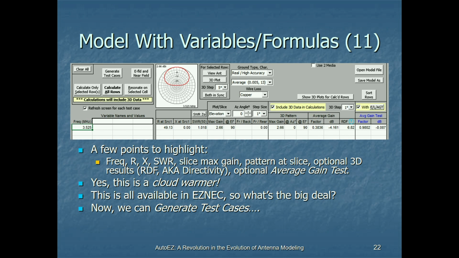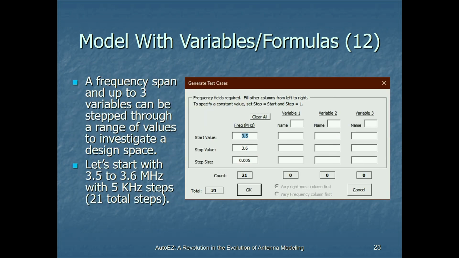So of course, now all this data is available in EZNet. So once again, you might say, Greg, you're wasting my time here again. Well, now we can go to the generate test case dialog. And in this case, I put in frequencies from 3.5 to 3.6 in 5 kilohertz step size.